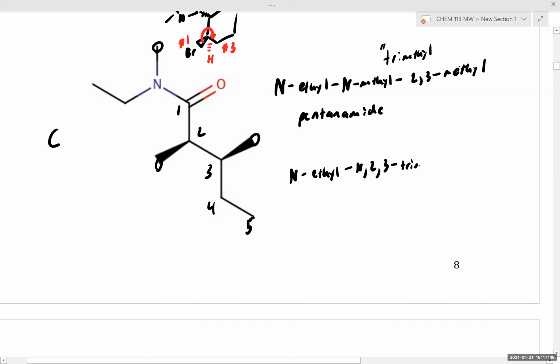N,2,3-trimethyl. It's sort of weird to say, but N functions exactly like a locant number. So we have N-ethyl, N,2,3-trimethyl, and then what? Is it still the pentanamide? Yep, exactly right. Noting that it's derived from the name pentanoic acid, it's pentanamide with an amide, A-M-I-D-E, suffix. Does that make sense?